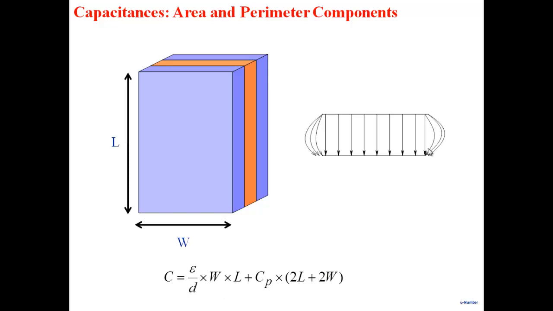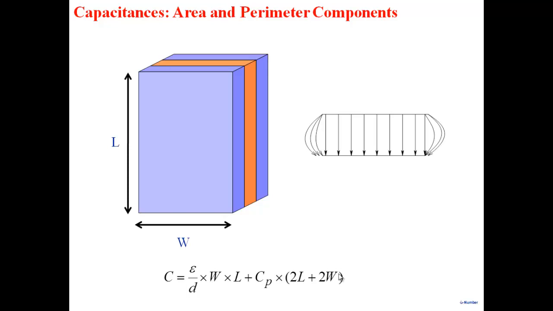What about the fringe part, the one that comes due to the fringe field? That's not going to scale with the area. Fringe is along the perimeter, so that will scale with the perimeter. So capacitances in general will have an area component and a perimeter component coming from the fringe side. And the perimeter is 2L plus 2W, multiplied by C perimeter.